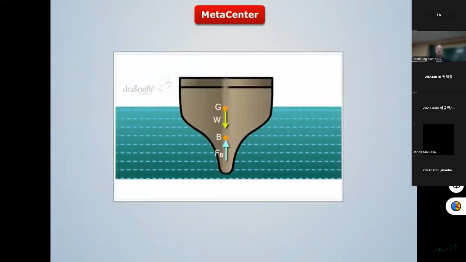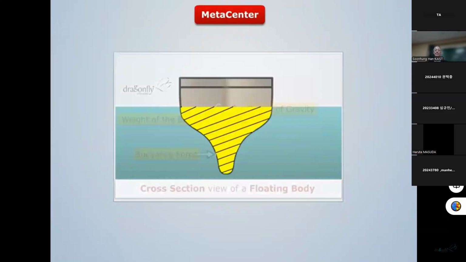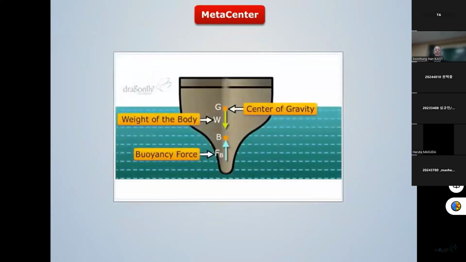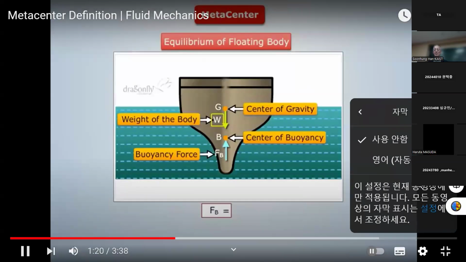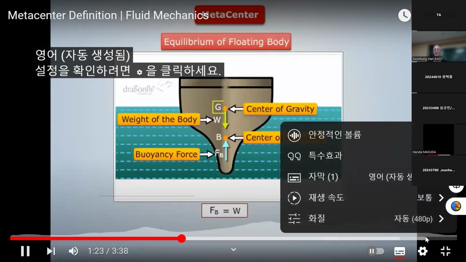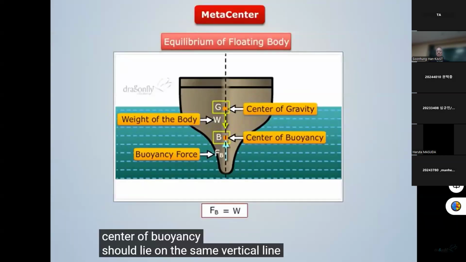A vertical downward force of gravity, which is equivalent to the weight of the body, W, acting at the center of gravity, G, and an upward vertical buoyancy force, Fb, which is equal to the weight of the water displaced by the immersed body, which passes through the centroid of the displaced volume of water, that is, the center of buoyancy. Now, for a floating body to be in equilibrium, the buoyancy force should be equal to the weight of the body. Also, the center of gravity and the center of buoyancy should lie on the same vertical line, called the center line, BG.